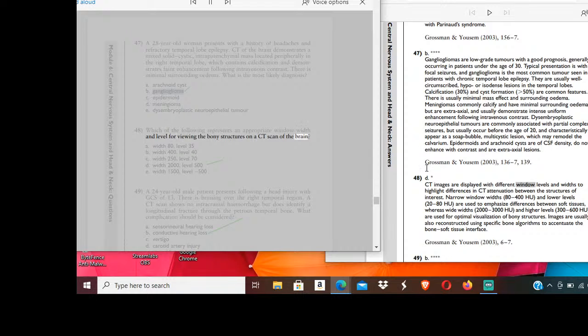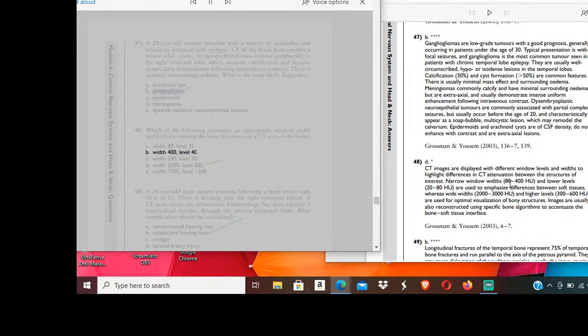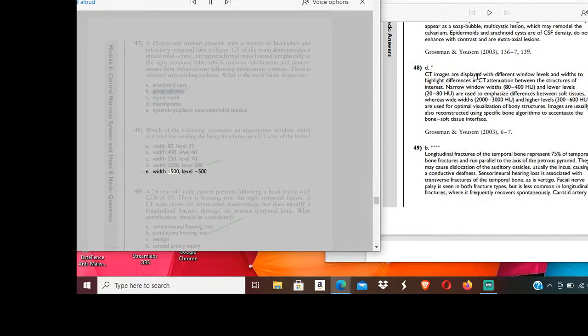of the brain? A. Width 80, level 35. B. Width 400, level 40. C. Width 250, level 70. D. Width 2000, level 500. E. Width 1500, level 500.